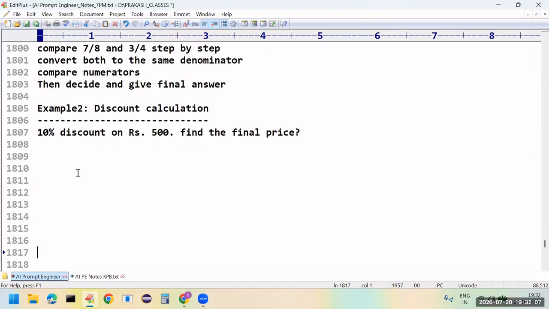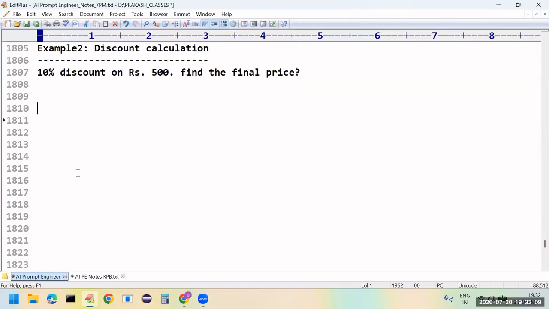So I'm purchasing one item. The price of that item is 500 rupees. The shopkeeper told me, I'm going to give 10% for you. Now you have to find out the final price. Of course, you know how much. Anyone tell me what is the final price? Yes, please confirm.